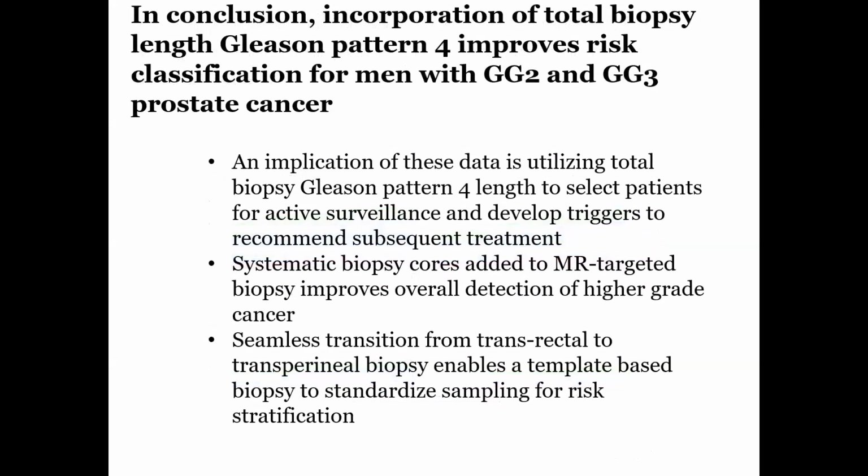So in conclusion, incorporation of total biopsy length of Gleason pattern 4 improves risk classification for men with grade group 2 and grade group 3 prostate cancer. An implication of these data is utilizing total biopsy Gleason pattern 4 length to select patients for active surveillance and develop triggers to recommend subsequent treatment. Systematic biopsy cores added to MR-targeted biopsy improves overall detection of higher grade cancer. A seamless transition from transrectal to transperineal biopsy enables a template-based biopsy to standardize sampling for risk stratification.